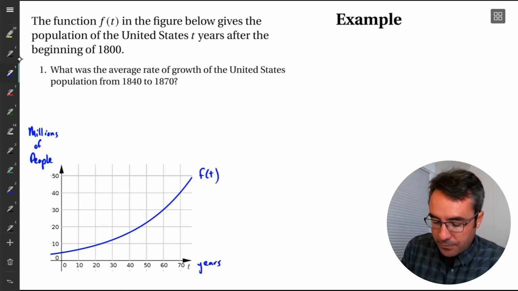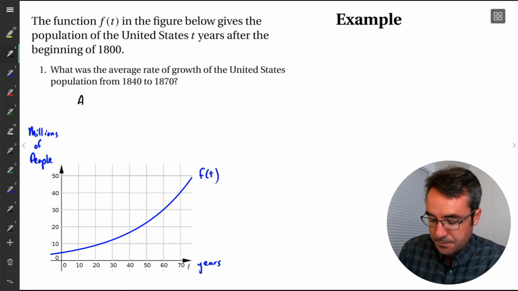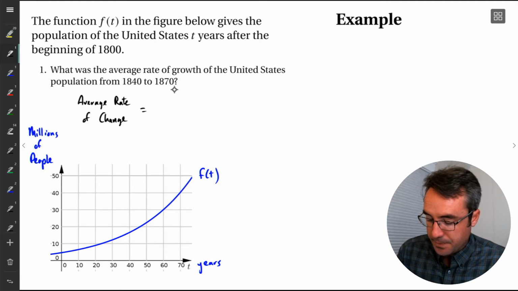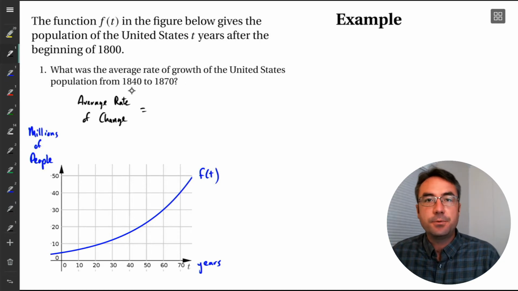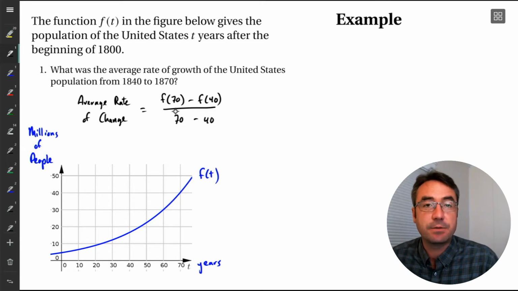So we know our average rate of change formula is, well, we have our interval here. So in this case, it's going to be f of 70 minus f of 40 divided by 70 minus 40. So this is our average rate of change formula. It's the difference quotient that we've been looking at.